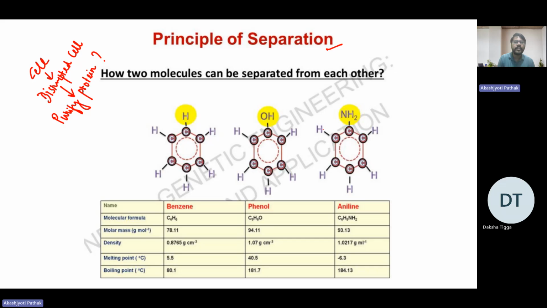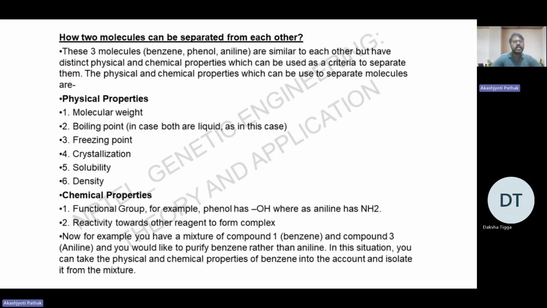So what are the different physical properties? If you see, their molar masses are different, and the density of these three compounds is also different. Then there are the melting point and the boiling point. The melting point or boiling point of phenol is very high, 181.7 compared to benzene, which is 80.1. Using these different physical properties of the compounds, you can separate one compound from the rest. These are the different physical properties: molecular weight, boiling point, freezing point, crystallization, solubility, and density.